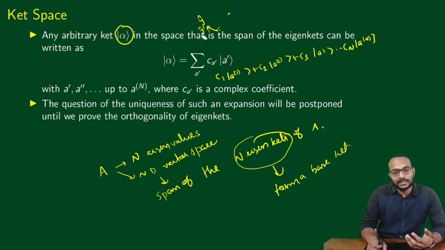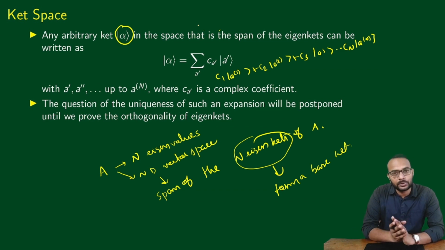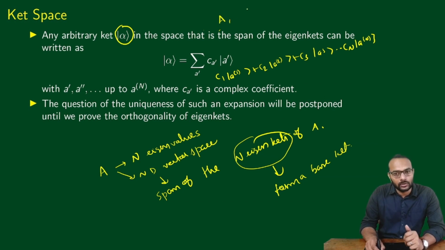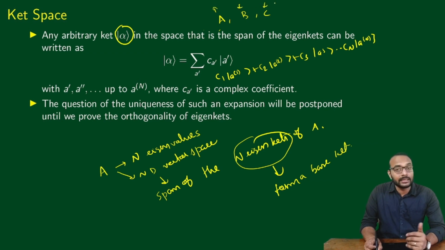So we know that in the case of a real vector space, the choice of base is not unique. In the same way, this expansion is not unique. We'll see this later. The basic idea is that A is not the only operator that we are talking about. There could be other operators corresponding to other observables like B, C, etc. Generally, you could choose either the eigenkets of A, or the eigenkets of B, or the eigenkets of C as the base vectors. So the choice of base is not unique, and this expansion is not unique.